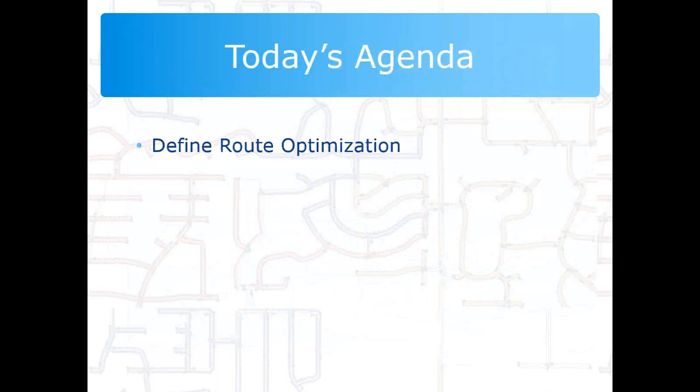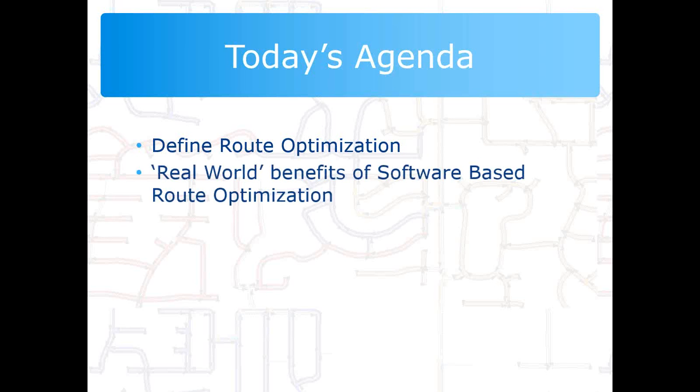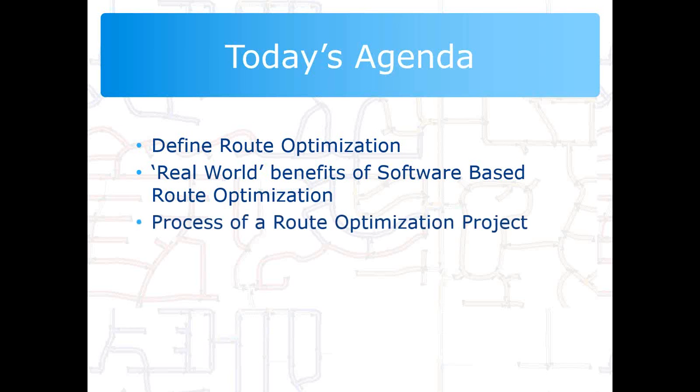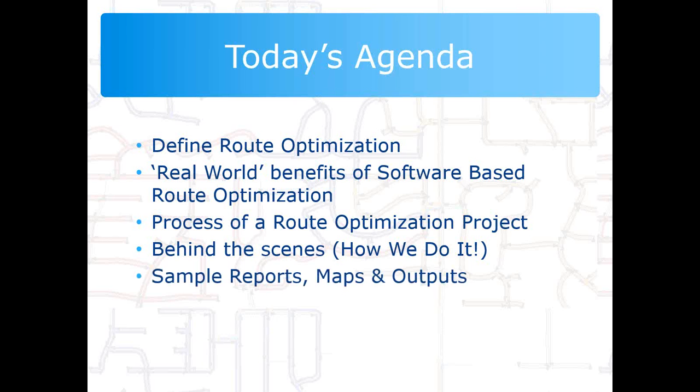My name is Tony Esposito, and I'm with C2 Logix. I'm the president of C2 Logix, and I wanted to go over a quick agenda of what we'll see today in the webinar. We're going to talk about defining what route optimization is. We're going to talk about some of the real-world benefits of software-based route optimization. We're going to talk about the process of doing a route optimization project. We're going to show you behind the scenes how we actually do route optimizations. And then we're going to show you some sample reports, maps, and outputs that you get from the route optimization project. And then we'll take some questions as well.